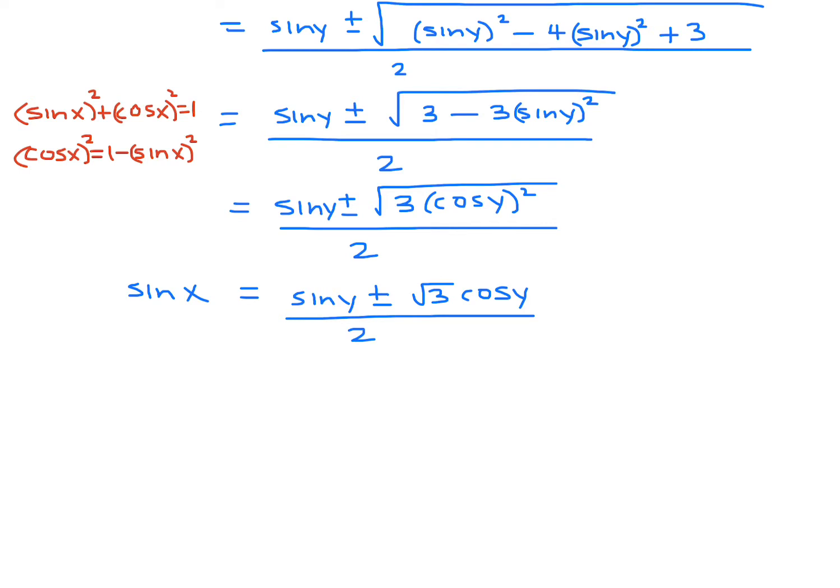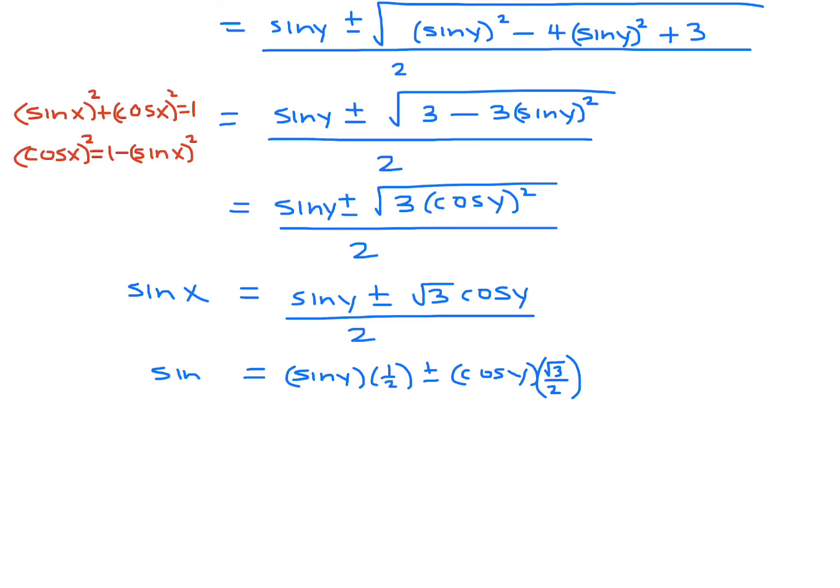And at this point, you have to recognize that this is going to be now 1/2 times the sine of y. Okay? Or what I'll do is I'll write it in the exact format that I want you to understand. Sine of y times 1/2 plus or minus cos of y times root 3 over 2.